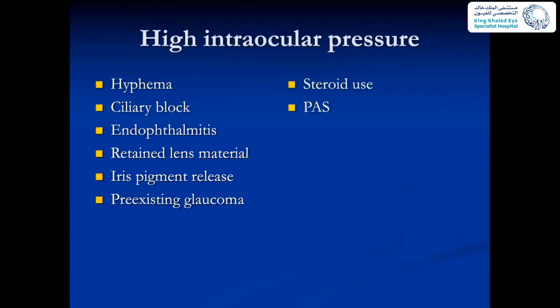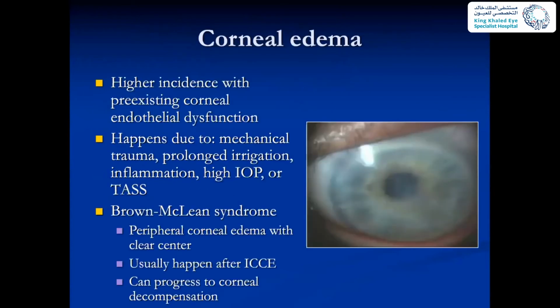aqueous misdirection. Other causes of high intraocular pressure after surgery: hyphema, ciliary block, endophthalmitis, retained lens material, iris pigment release, pre-existing glaucoma or steroid response, or peripheral anterior synechia.